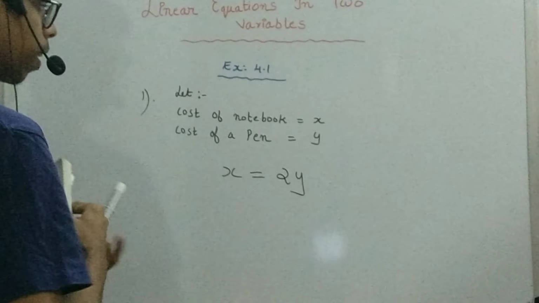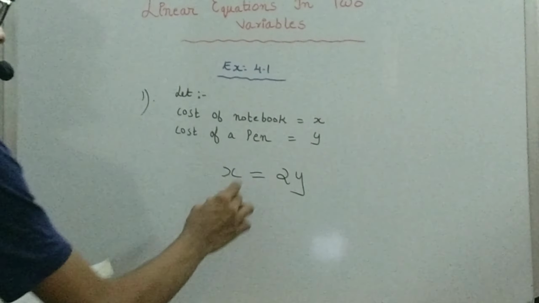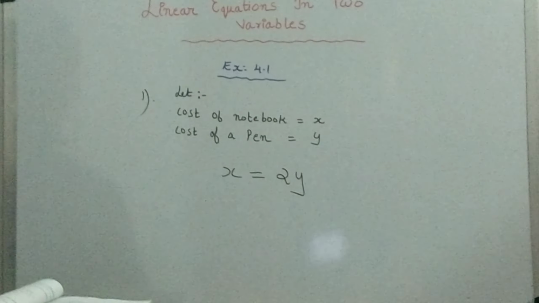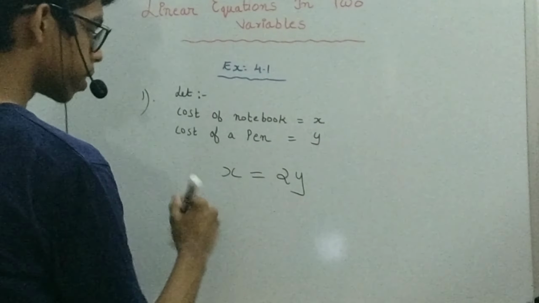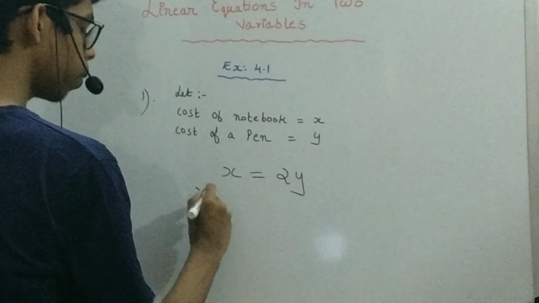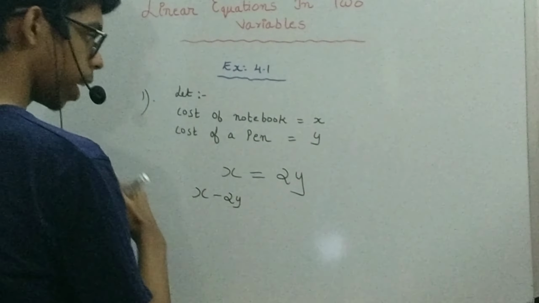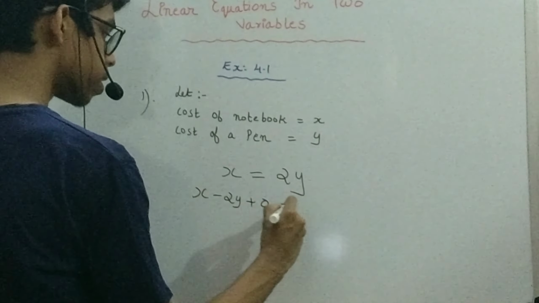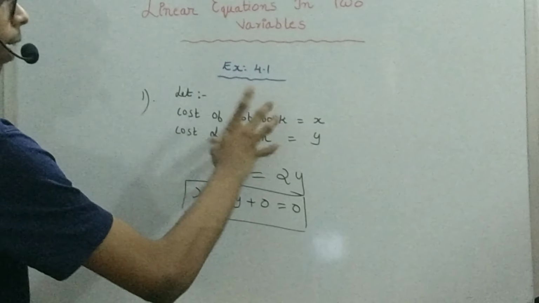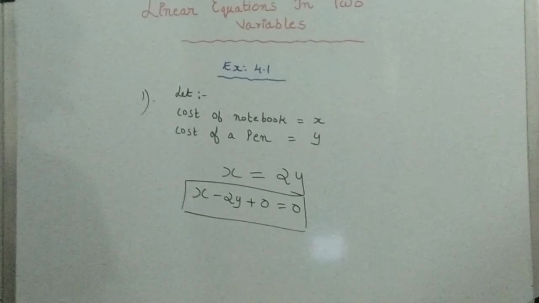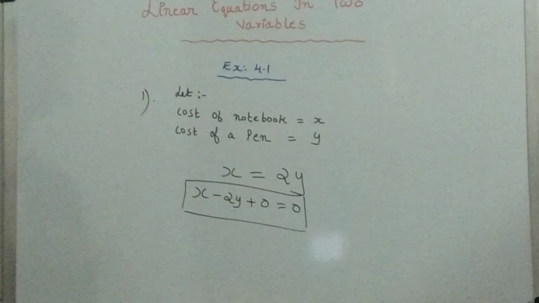So here we can say that the cost of the notebook is equal to twice the cost of a pen. Here, in order to write it in the general form, let us bring this 2y to the other side. So x minus 2y. Now since the constant term is missing, we can put a plus 0 is equal to 0. From the given information in the question, we formed a linear equation in two variables. I hope it is clear.